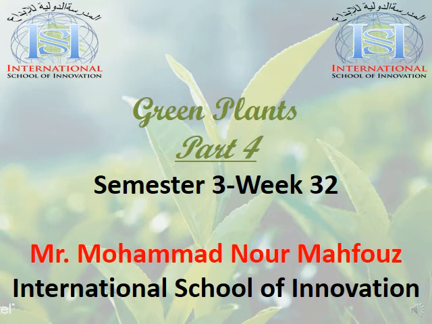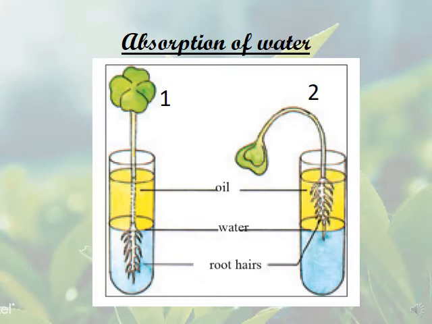Hello, grade 7 students. In this lecture, we're going to continue with our chapter about the green plants for part 4. Here we have the absorption of water. As we said before, we have two parts for the root. We have the root hairs and we have the root cap. Both of them are placed in water.